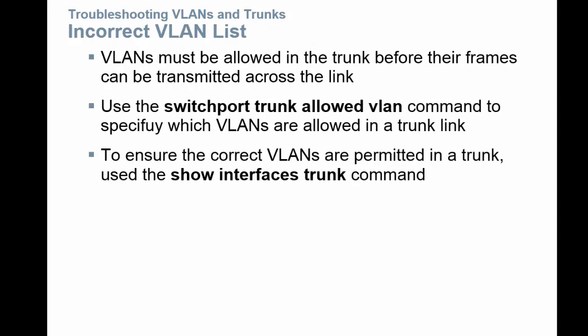Some other things that we can see are that VLANs must be allowed in the trunk before their frames can be transmitted across the link. So if the VLAN's not associated with the trunk, it can't get out. Use the switchport trunk allowed vlan command to specify which VLANs are allowed in a trunk link. And remember to always use your show commands to make sure things are set up the way that you intended them to be set up.